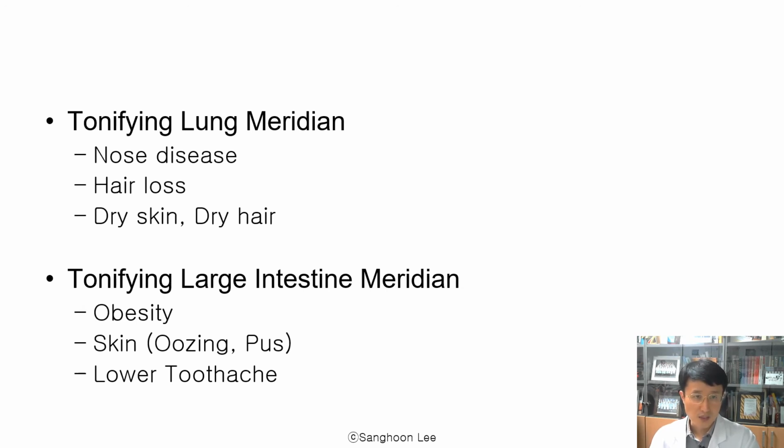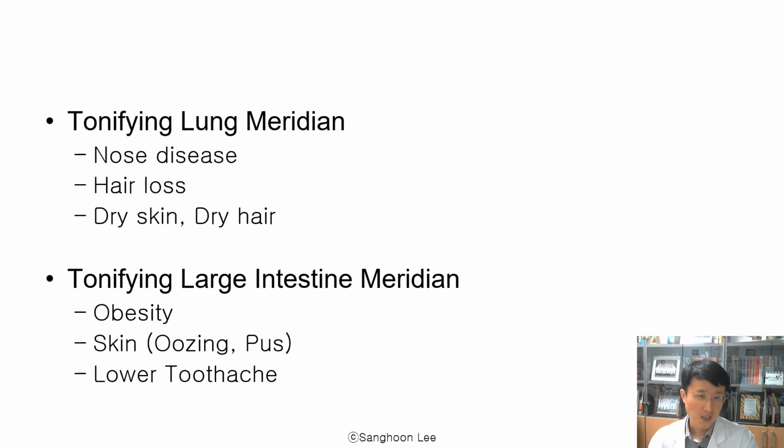Tonifying lung meridian. Nose belongs to the lung system according to the five element system, so nose disease can be treated by tonifying lung meridian. And hair and skin are also related with lung meridian, so hair loss or dry skin, dry hair can be treated by tonifying lung meridian. Because lung meridian is a Taiyin meridian, it is related with dampening, so it can treat dry condition.